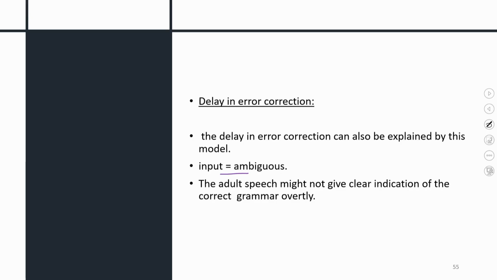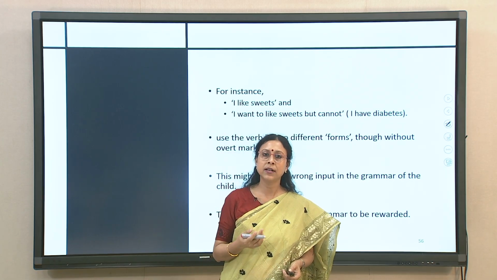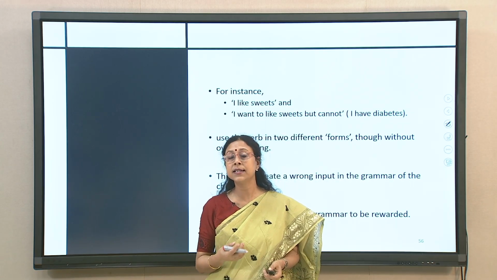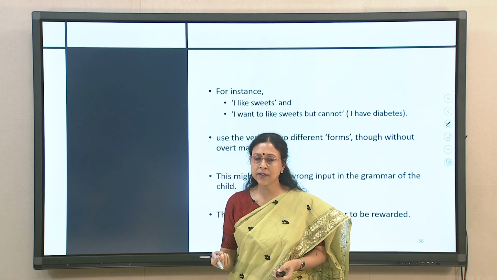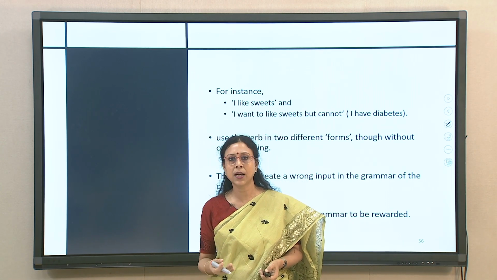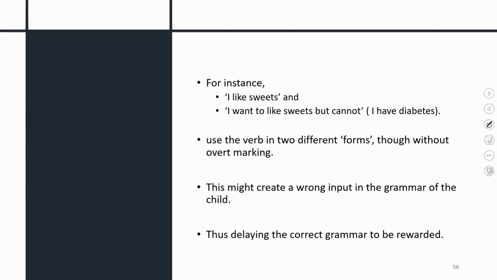Speech may not always give a clear indication of the correct grammar overtly. Not always are we mindful of the grammatical correctness, or grammaticality, of the sentences, or even the fact that there is a child in the environment who probably is picking up. We are not conscious about that. When adults speak, they are not really conscious, but everything that is there in the environment is input for the child. So, this might create a problem.